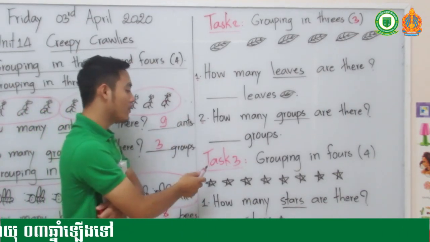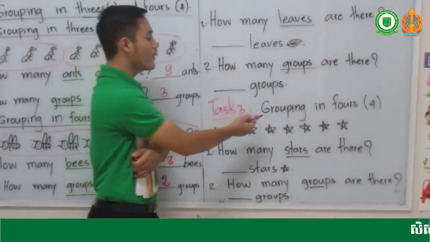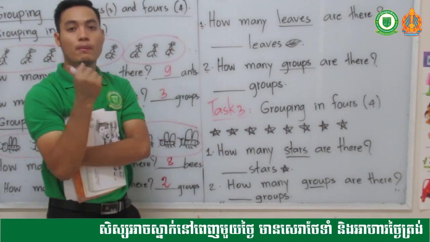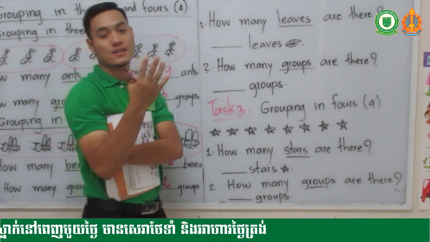Now we go to task 3 together. Grouping in fours means that you need to make groups where one group has 4 stars.